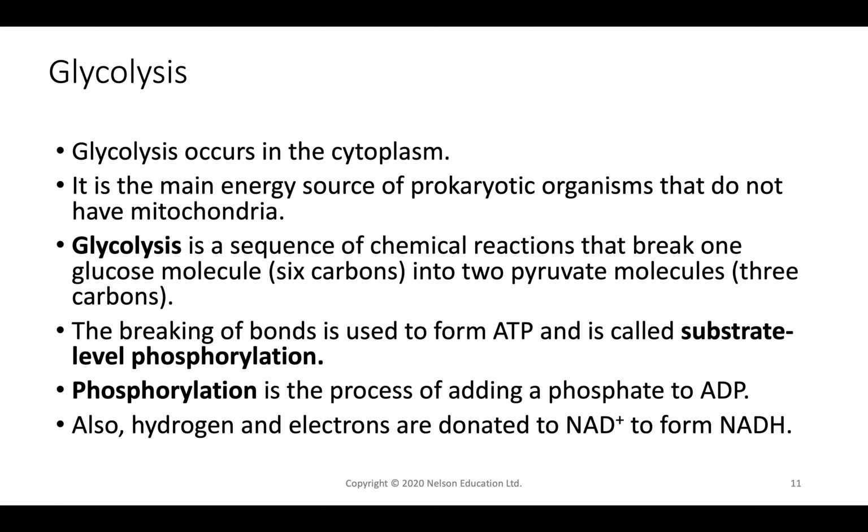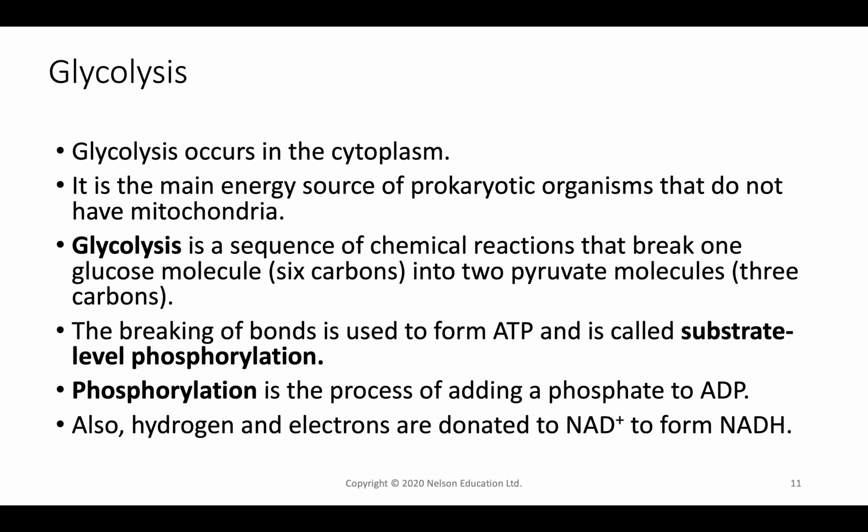So cellular respiration begins with glycolysis. It's our very first step. Glycolysis occurs in the cytoplasm, and it's the process of breaking down glucose, which is a 6-carbon sugar, into a 3-carbon molecule. If you do not have mitochondria, it's going to be the main energy source. It's going to be the best that you got.